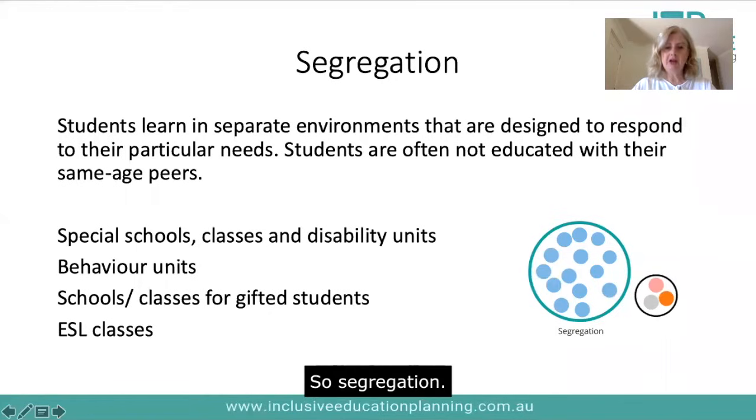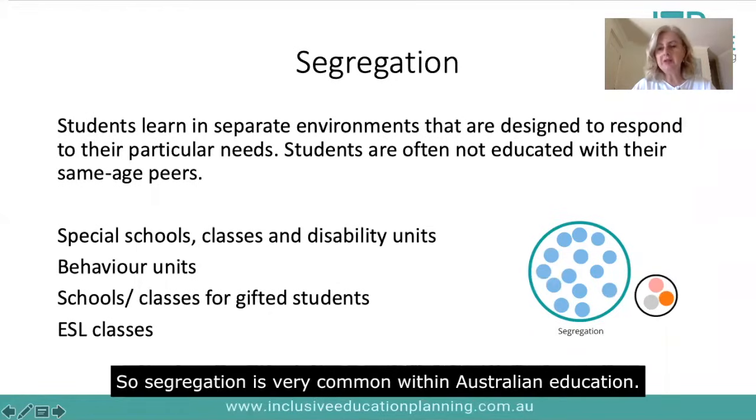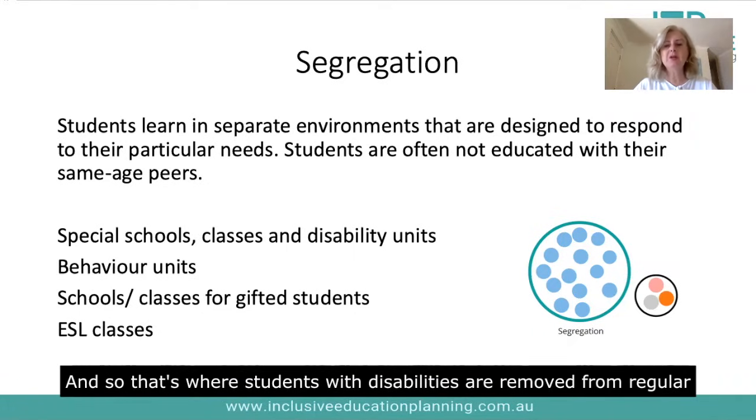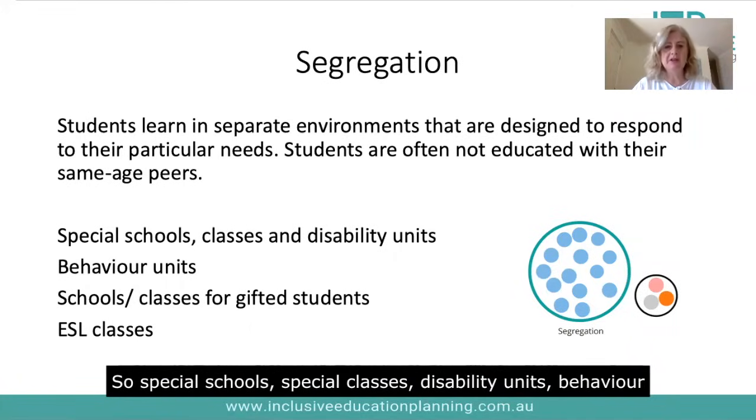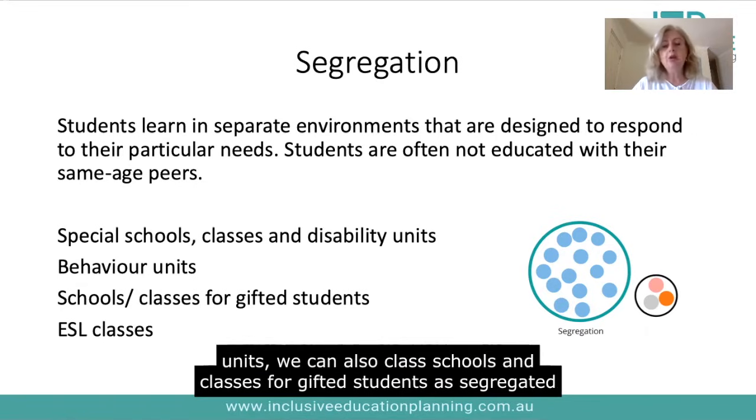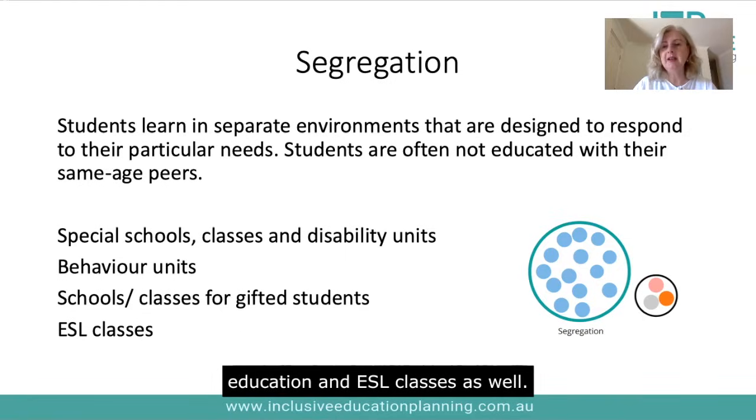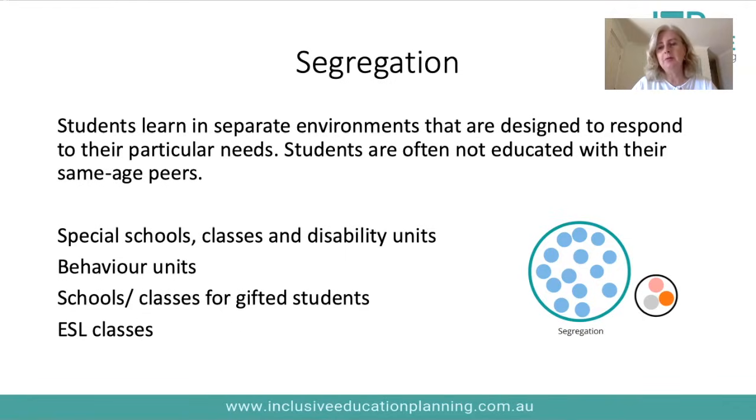So segregation is very common within Australian education. That's where students with disabilities are removed from regular education and placed in separate environments: special schools, special classes, disability units, behaviour units. We can also class schools and classes for gifted students as segregated education, and ESL classes as well.